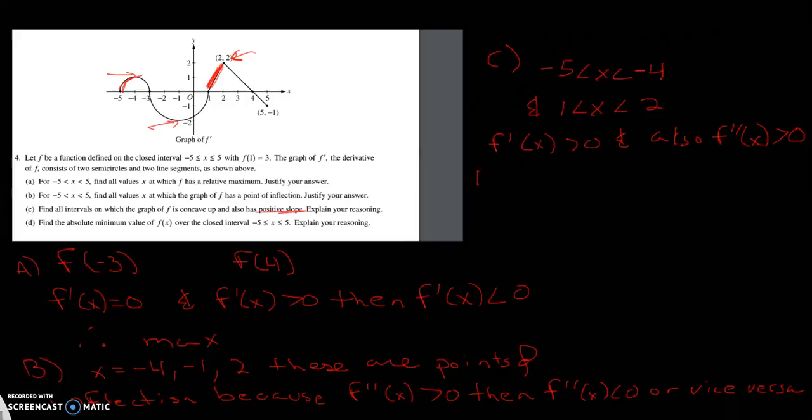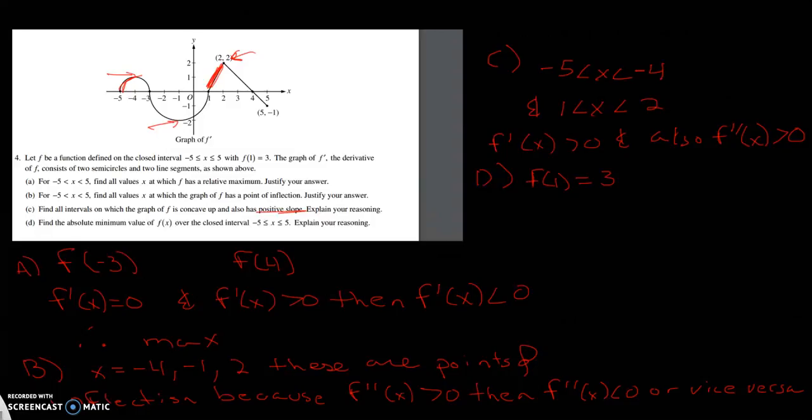and also f double prime of x is greater than 0. Okay, part D says find the absolute minimum value of f over the closed interval where x is between -5 and 5. So now we can include endpoints. Explain your reasoning. Okay, so the first one that they gave us is f of 1. That's always a good one. So f of 1 is equal to 3.